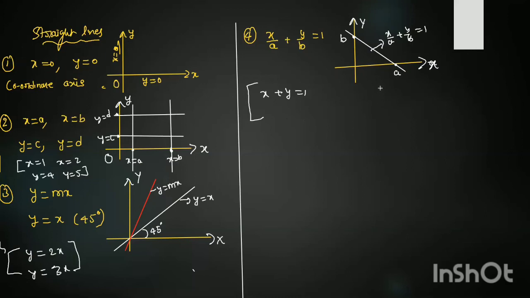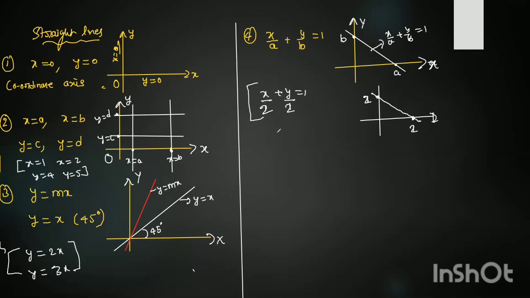What are the intercepts for this? 1, 1. Yes, it is in the form of x by 1, y by 1, so it will cut at 1 and 1, and this is a straight line. They may give it as 2 and 2 also, so it will be 2 and 2.